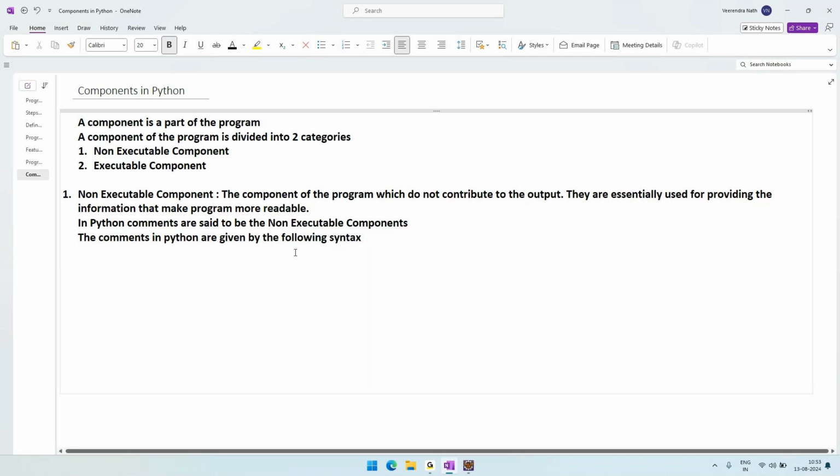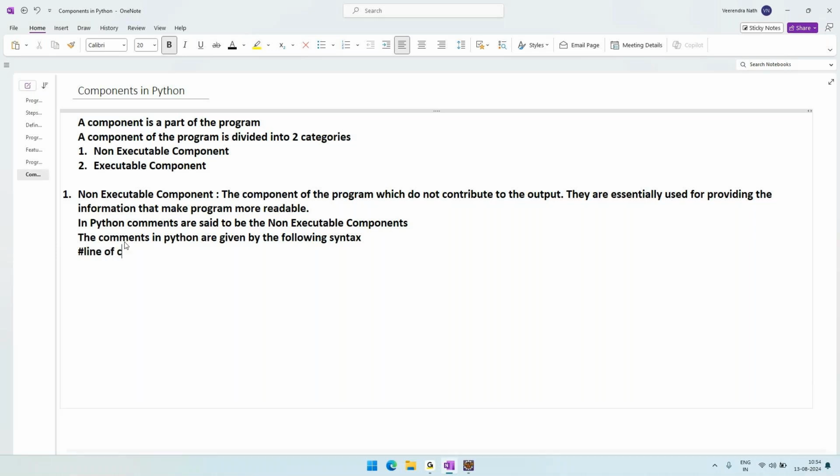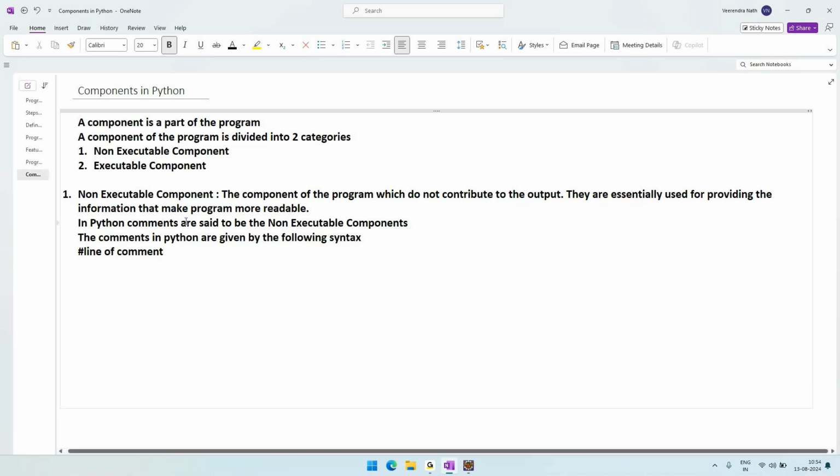So comments in Python are given by the following syntax. Syntax is nothing but the rules. So hash followed by the line of comment. Hash followed by the line of comment.